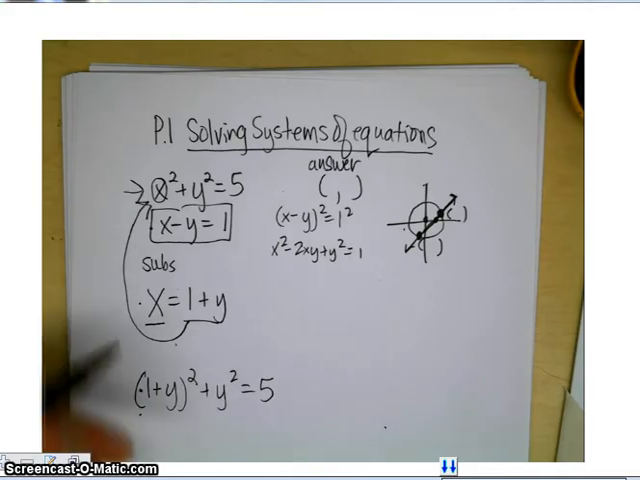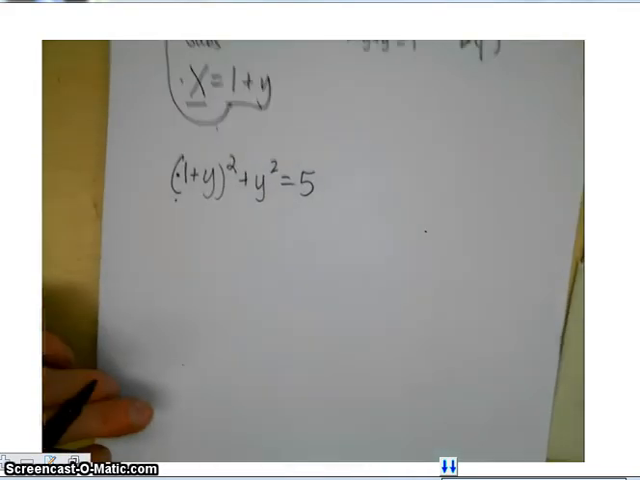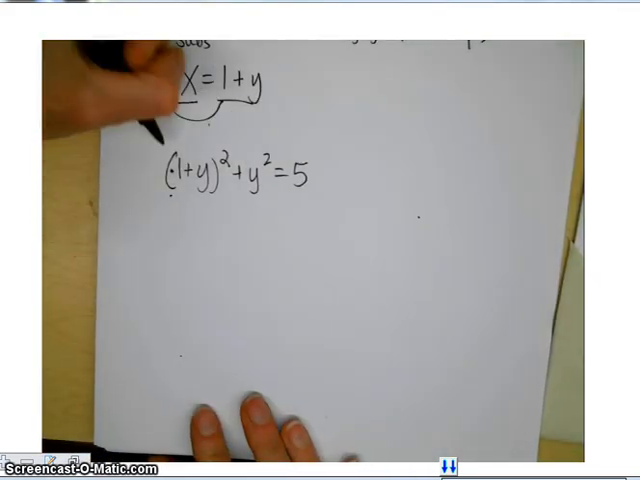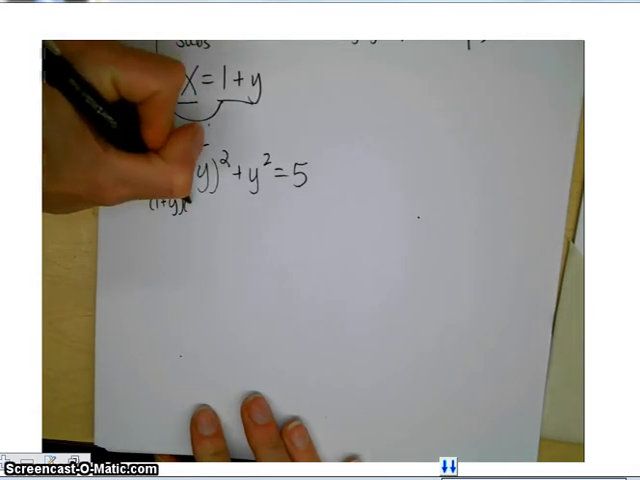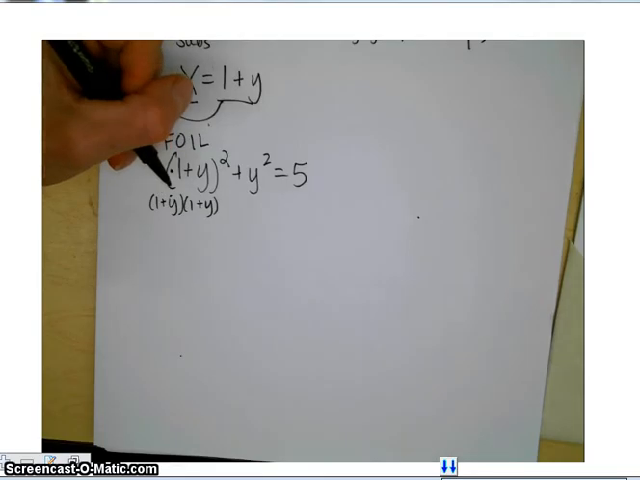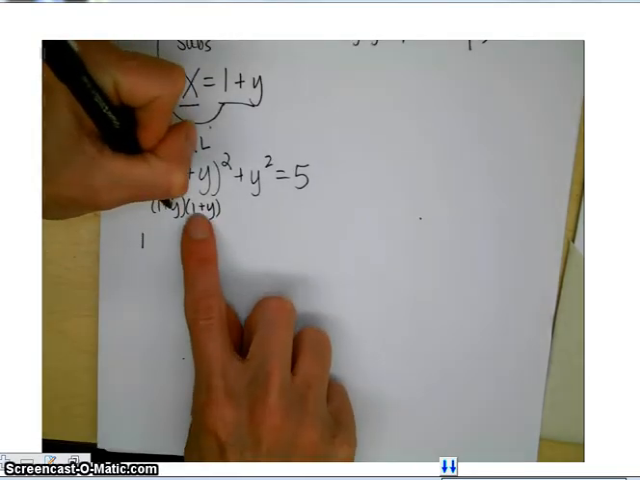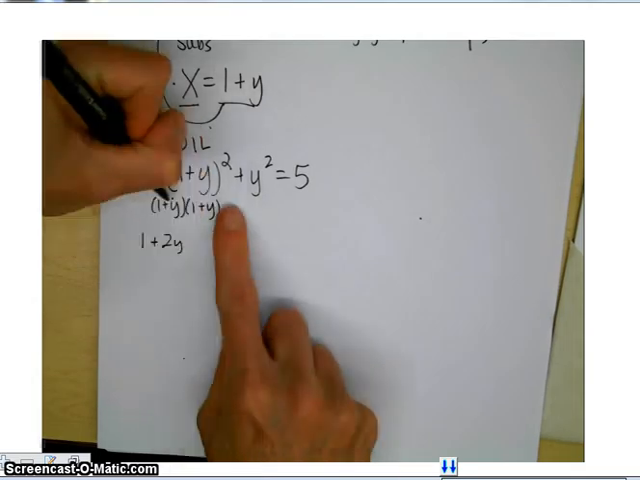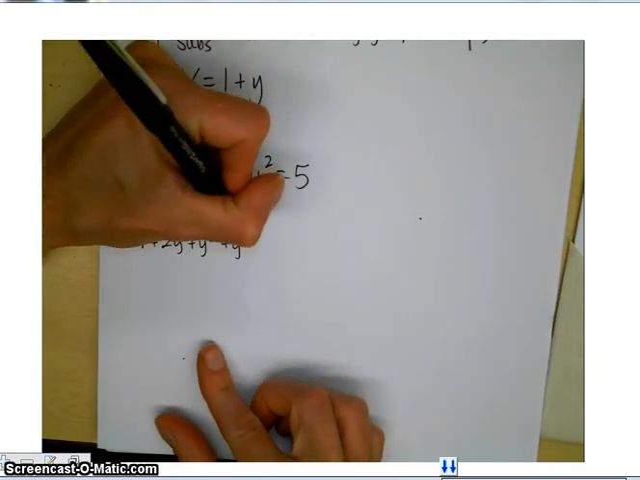I need step by step. Well, first you should FOIL out the... First I need to FOIL that out. So 1 plus y, 1 plus y. You should be able to FOIL without writing it like this and without writing 4 terms. You should be able to say the first is 1, the outer is 1 plus 1y is 2y plus y squared plus another y squared equals 5.